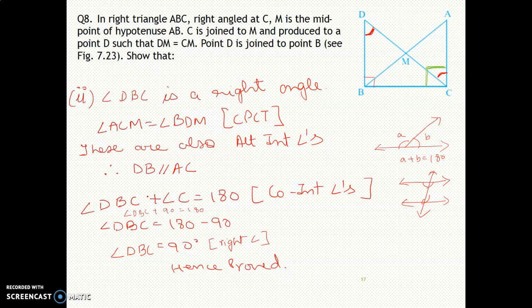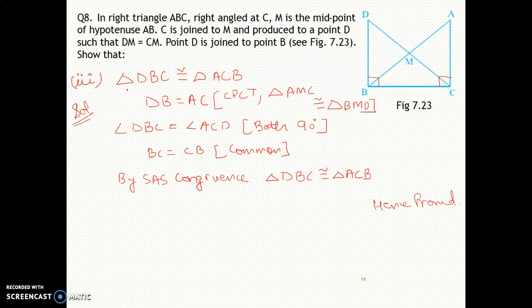Okay, students, in this way, the second part is done. Now we will proceed with the third part. The third part says that you have to show triangle DBC is congruent to triangle ACB. DB is equal to AC because of CPCT, and we have already proved in the first part that triangle AMC is congruent to triangle BMD.